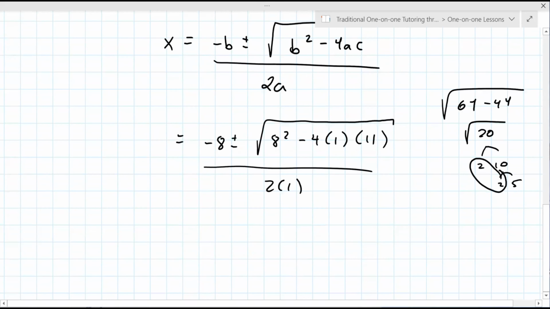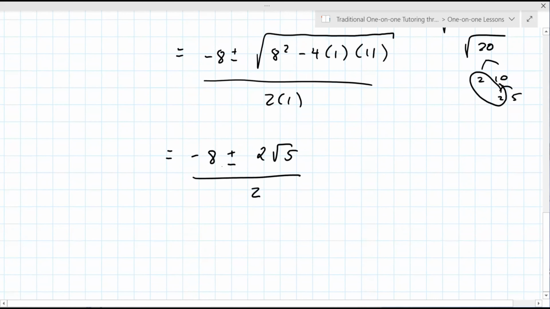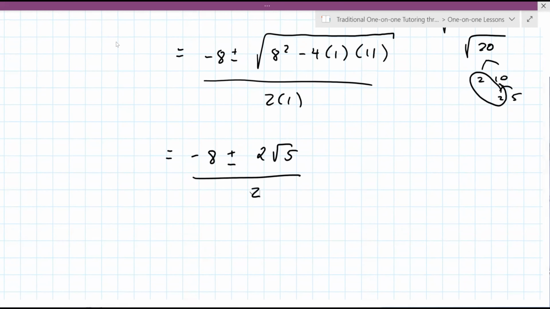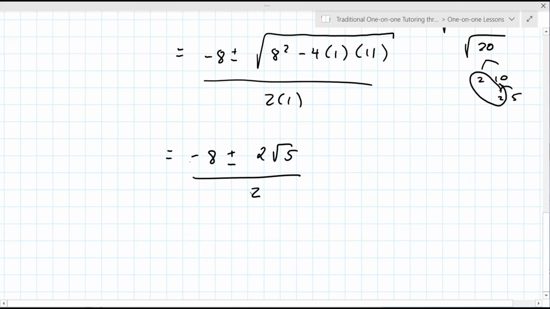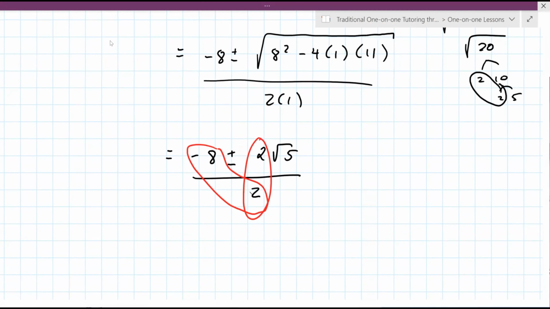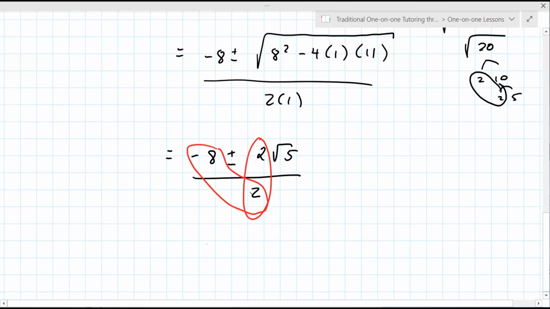So this one has a lot of built-in stuff in it. It's minus 8 plus or minus 2 square root 5, over 2. And this time you can actually divide both of these by 2. Grab another color here to show that. You can divide minus 8 by 2 and 2 by 2. And that gives you minus 4 plus or minus root 5.